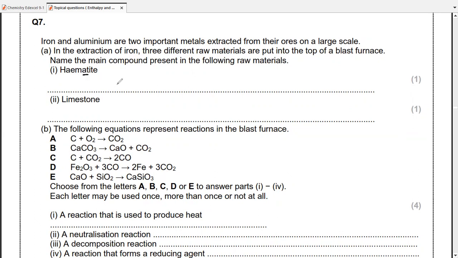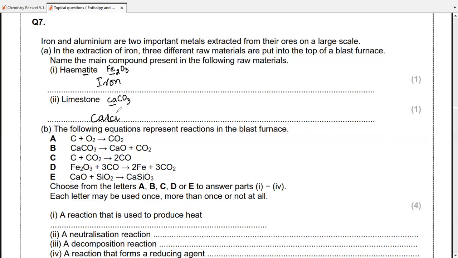Hematite was the one that we used in the blast furnace process for the extraction of iron. So if it is used for the extraction of iron, the main compound in it would be iron. In case of limestone, the formula for limestone is CaCO3. Hematite is mainly Fe2O3. So hematite is mainly iron, and this is mainly calcium.